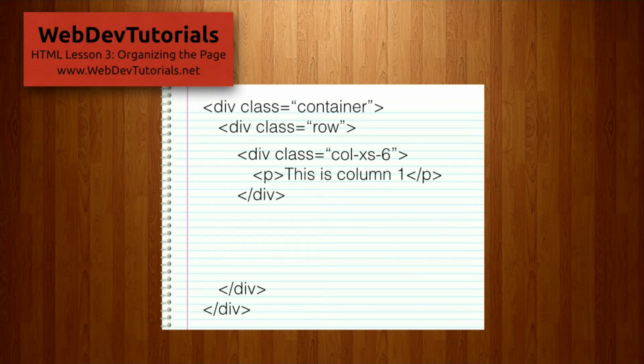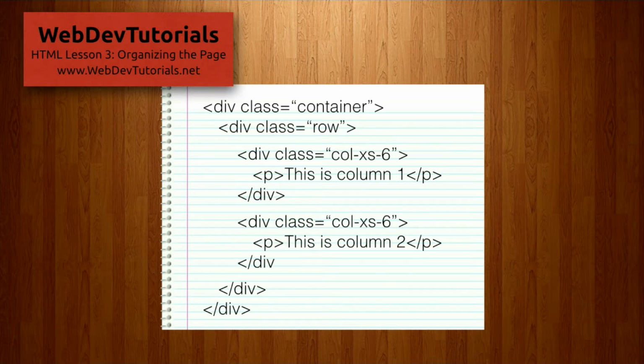The XS part is for making a site responsive, a complex topic that we'll go into later. For now, all you need to do is change the number to change the amount of columns used. And if we repeat this, we have 2 columns which take up the full width of the page.